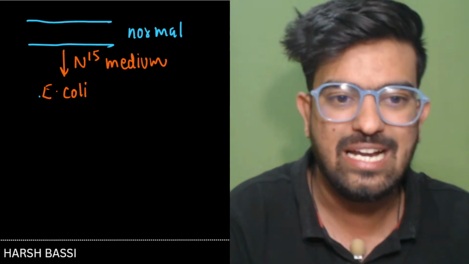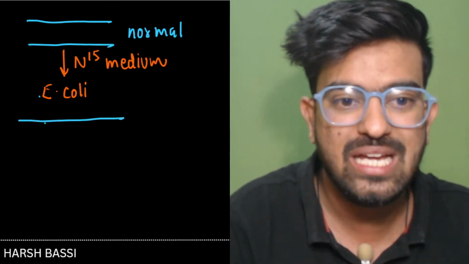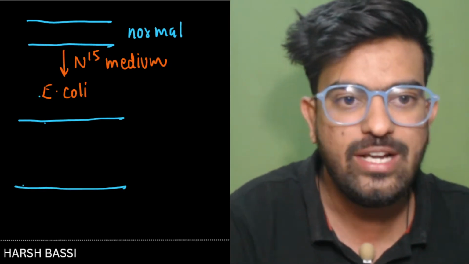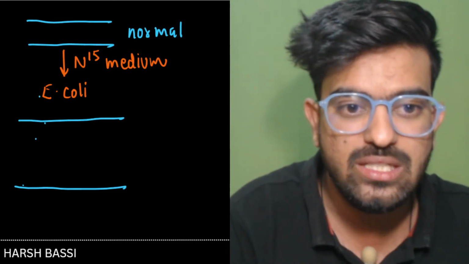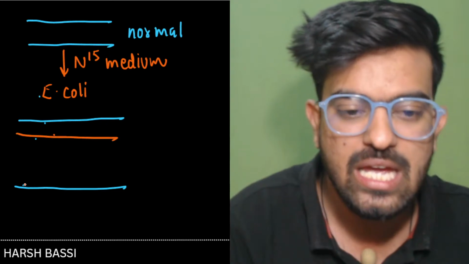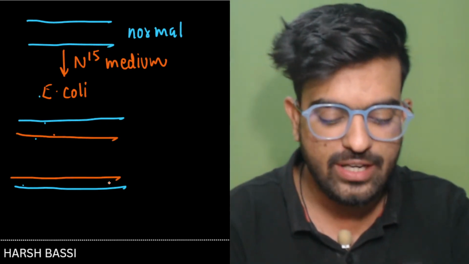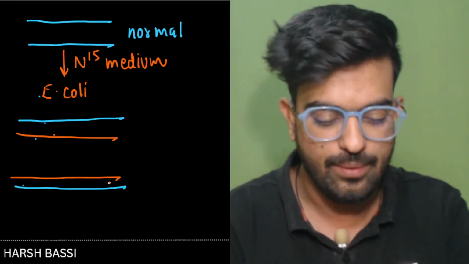This E. coli started to divide. Then what happened? When it formed the other strand, we found that the other strand was containing the N15 nitrogen. Yes or no? See here.